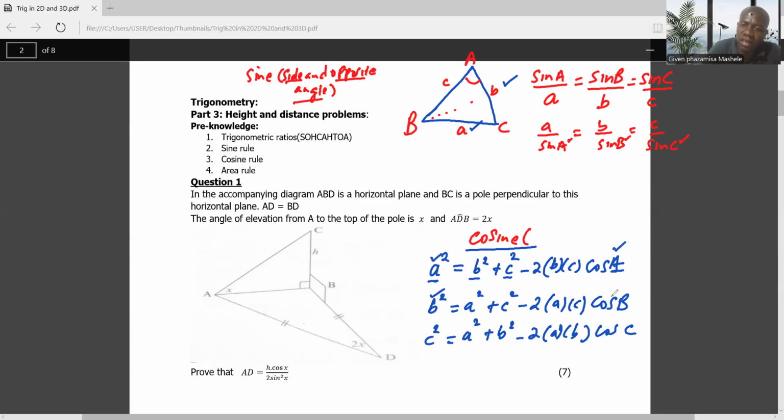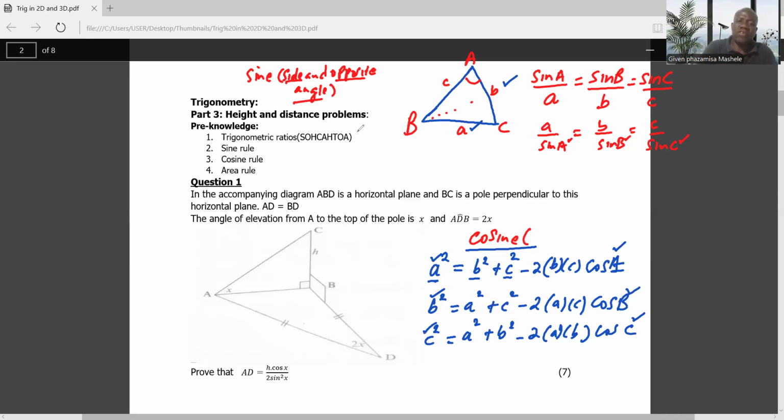So consider all the time, the angle should be opposite to the side. The side and the opposite angle, very important. So this is cosine rule. In most of the papers, usually, when we have a right angle triangle, ladies and gentlemen, you can use SOHCAHTOA.